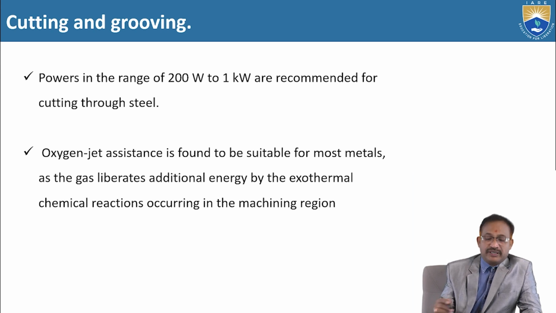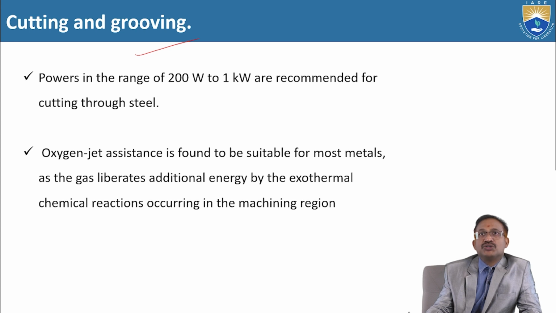Cutting and grooving. Under this, powers in the range of 200 watts to 1 kilowatt are recommended for cutting through steel. Oxygen jet assistance is found to be suitable for most metals as the gas liberates additional energy by the exothermal chemical reactions occurring in the machining region.